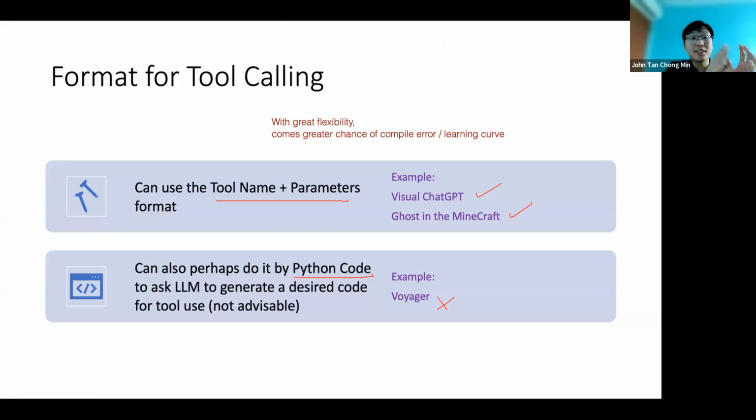If you already know certain things are fixed, like for example, images maybe on pixel level, object level, you already know that these are the kind of hierarchies that are needed. Why not just put them as part of the structure? All right, so in this case, if your structure allows for sequential code, why not do it that way? Yeah. So food for thought, all right? Tool names plus parameters format is my preferred format for tool calling.